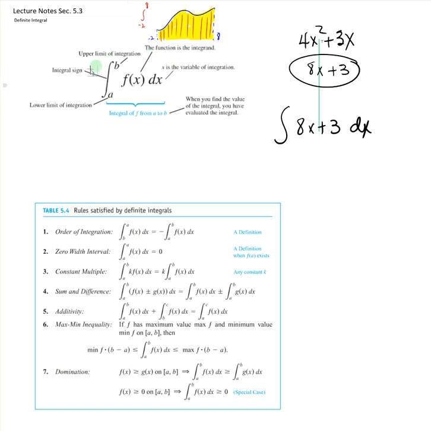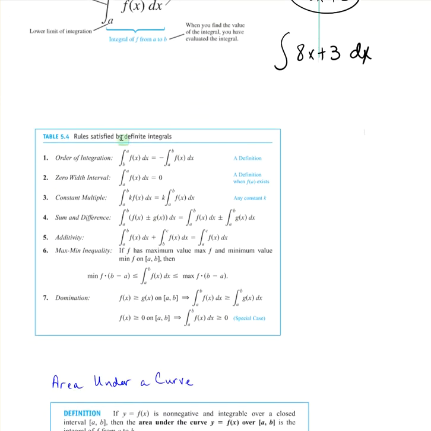So when you see something like this, you have the integral from a to b, lower is a, of f of x, that function is the integrand, dx. And when you find the value of that, you have evaluated the integral. You will get a number. So that's the difference. We do have some rules for using definite integrals, and you could go over that.